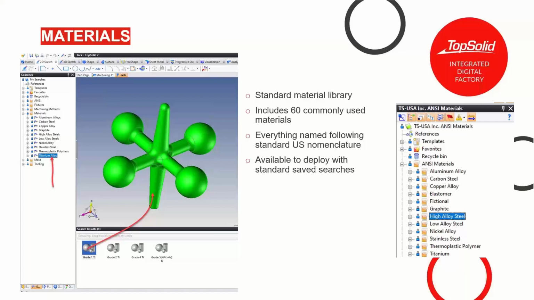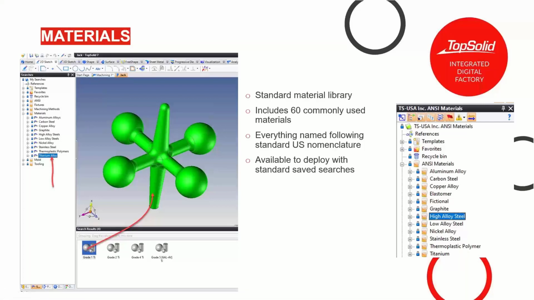So what we did is we talked to a bunch of customers, we found out what type of materials they use, and we added about 60 commonly used materials. Okay? They're all accessible by just going straight to the library or by using your save searches. For example, you can say, I want titanium alloy. It shows up in the search result like it did with my tooling. You drag and drop it onto your document to apply it, and off you go.